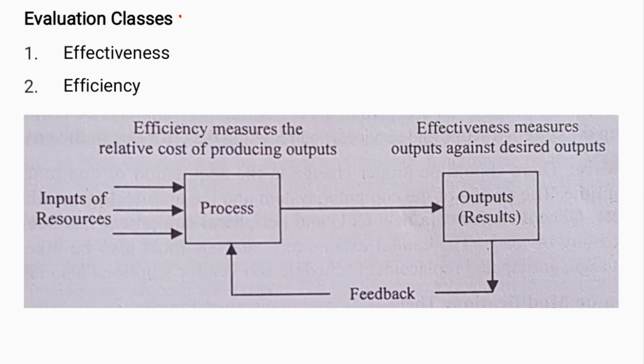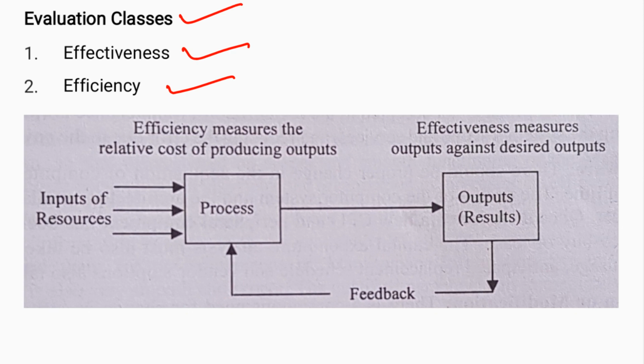The next one is evaluation classes. Evaluation of performance measurement consists of two major classes. One is effectiveness, another is efficiency. Effectiveness refers to the quality of the outputs from the system. It means doing the right thing in the right manner so that the desired results may be achieved. Effective: right thing in the right manner.